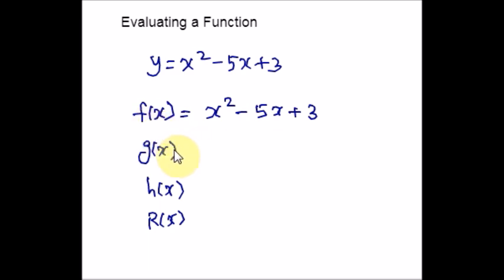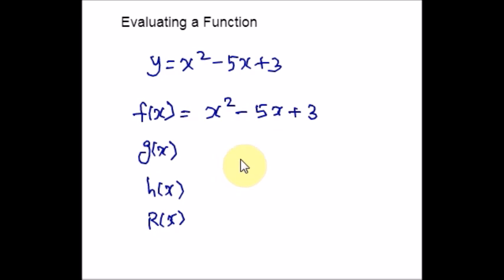Next, we need to talk about evaluating functions. Evaluating a function is really nothing more than asking what its value is for specific values of x. Another way of looking at it is we are asking what the y value is for a given x. So evaluation is really quite simple.